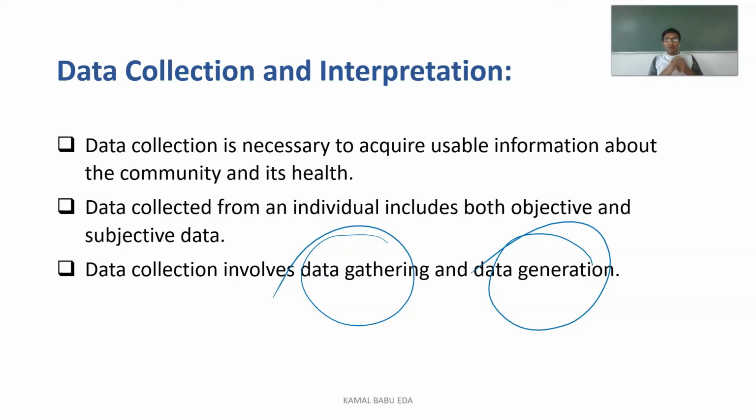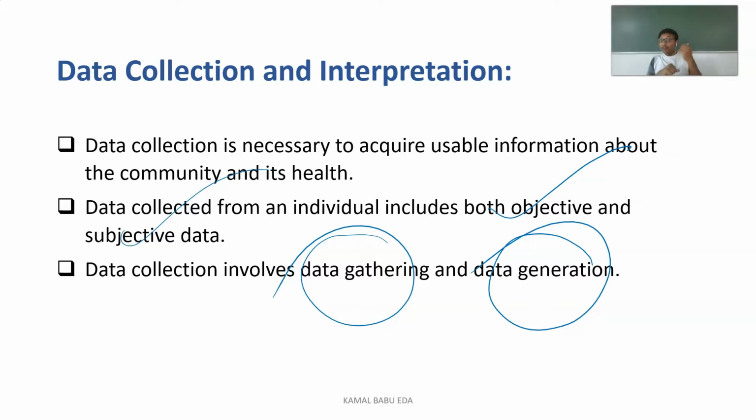Data collection includes the history of the patient: where he is coming from, and what health problems are associated with him. Is this the first time he is attending the hospital, or had he come previously? You have to take it based on that. Data collection is necessary to acquire usable information about the community and its health. As I said, it involves both objective data and subjective data, which means we are gathering from the communities and from the patients themselves.